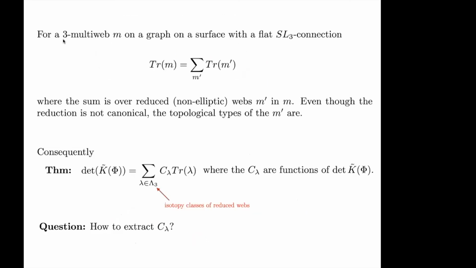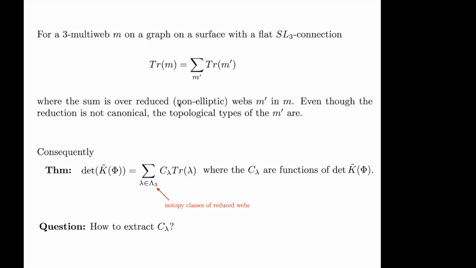So in that case, we start with a multi-web on a surface with a flat connection. We can rewrite it using these scaling reductions as a sum of reduced webs. What does it mean for a web to be reduced? It means you can't simplify it further using scaling relations.